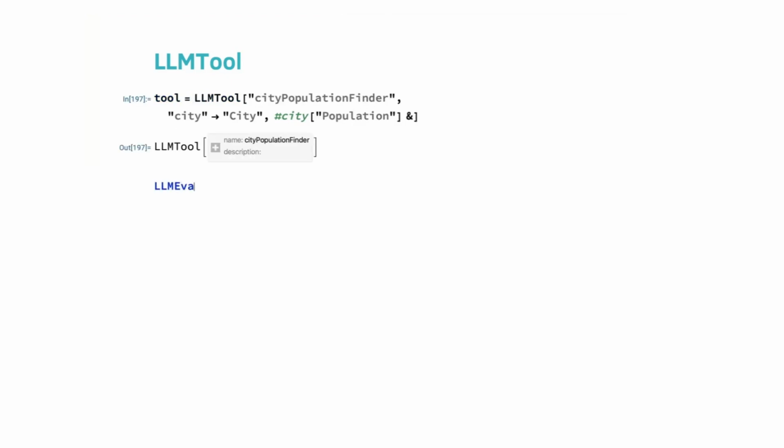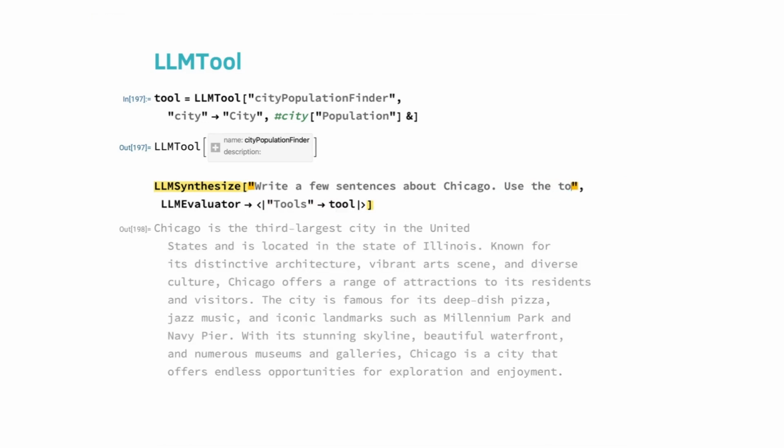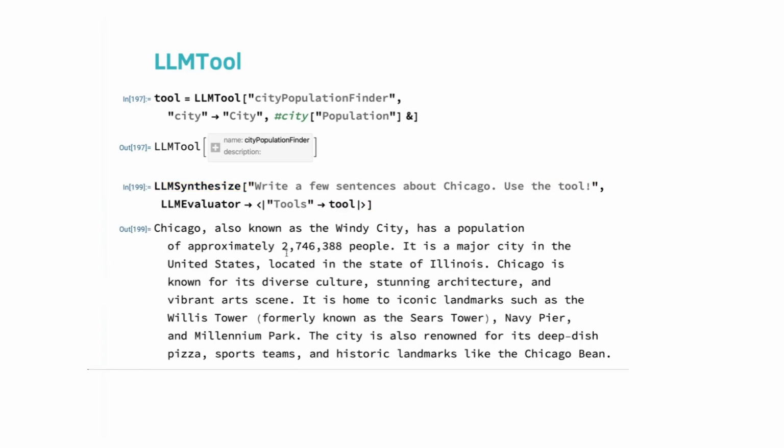And now if I run LLM synthesize and say, write a few sentences about Chicago, and then I provide it with an LLM evaluator that has this tool, and tell it explicitly, use the tool. Right, so now you see it says, Chicago has a population of approximately 2,746,388 people. And I think that's the response that came from the tool.